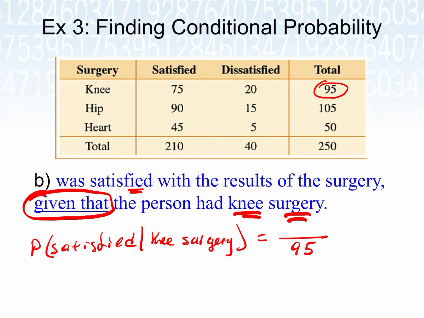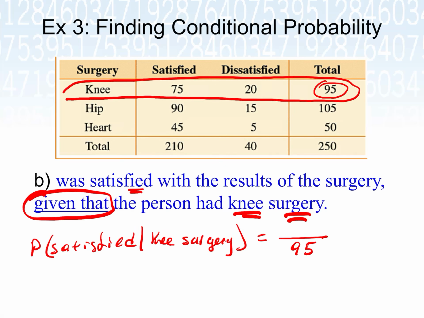So now you're only looking at this row. Okay? And of the people that had knee surgery, 95, how many of them were satisfied? 75. Okay? So over 20% were not satisfied. I don't know if that's a good number for me, but that's how you do that problem.